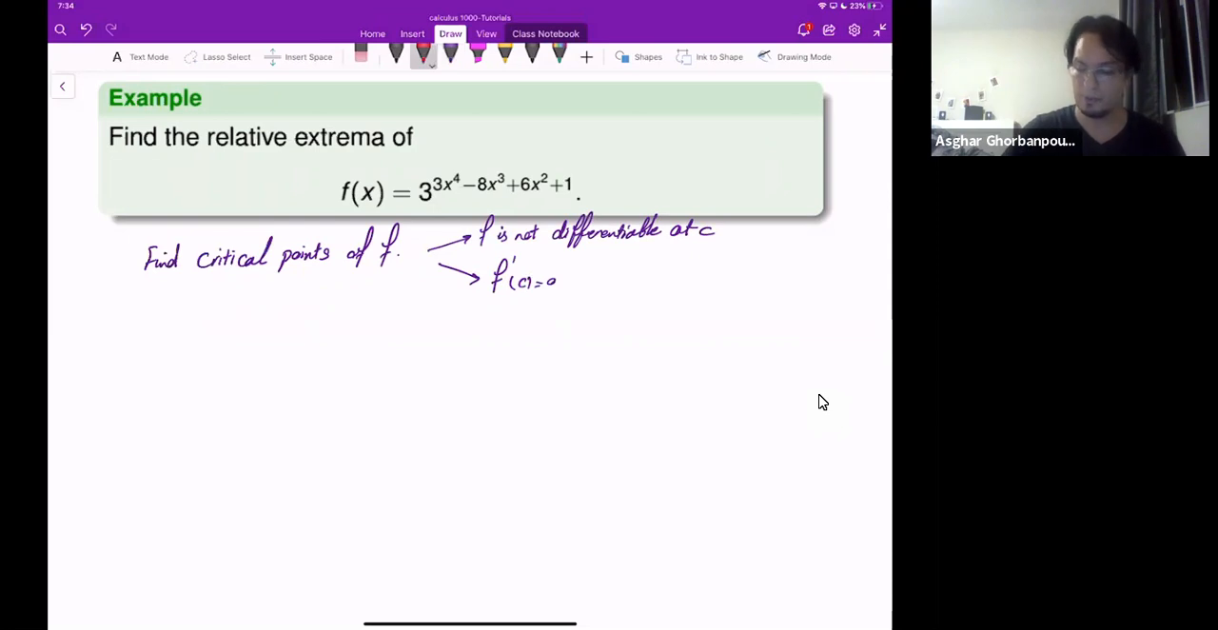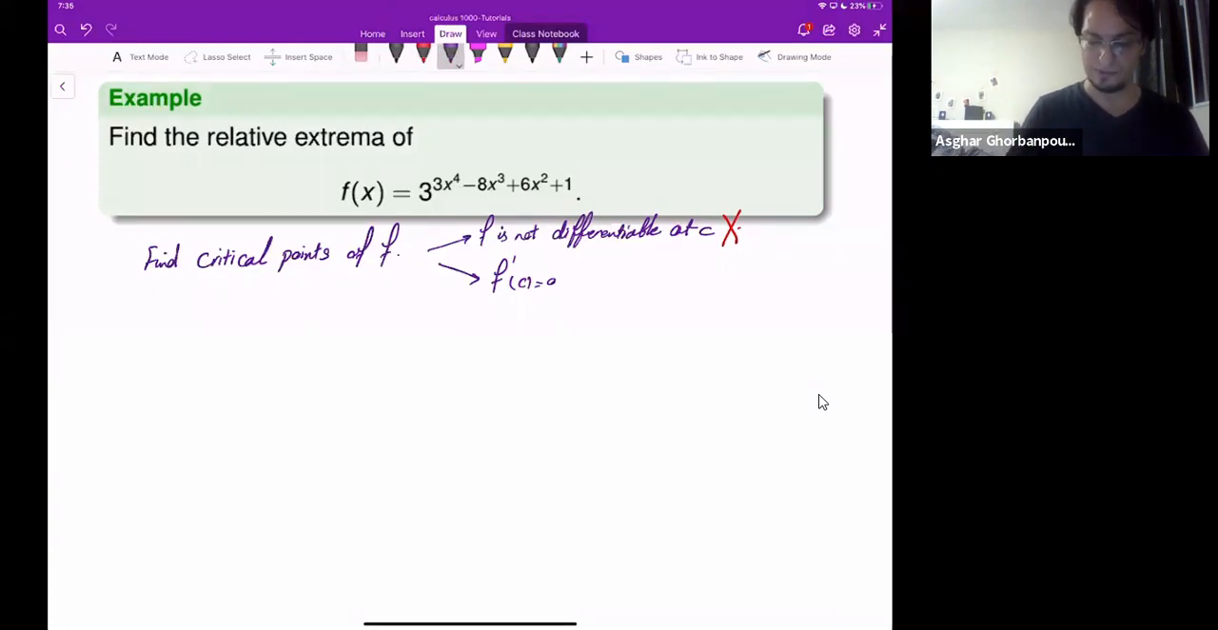In this example, we won't have any of the first kind. Why is that so? Because if you look at this, we have 3 to the power of some polynomial. Polynomial is defined everywhere and differentiable everywhere. And then you put it in the exponent of 3. So exponential functions are defined everywhere, and differentiable everywhere. So we won't have any of the first type of the critical points. How about the second one? Well, let's do that.